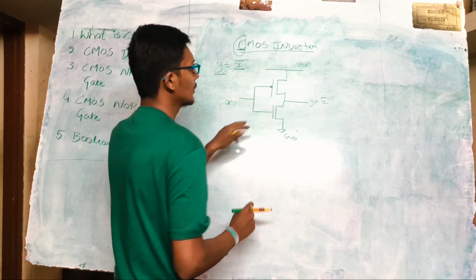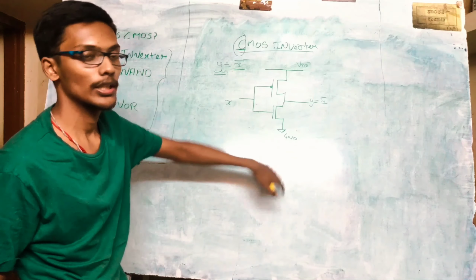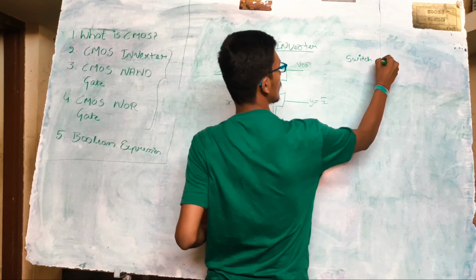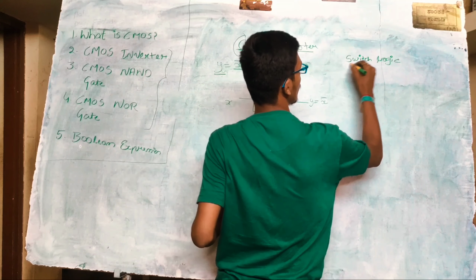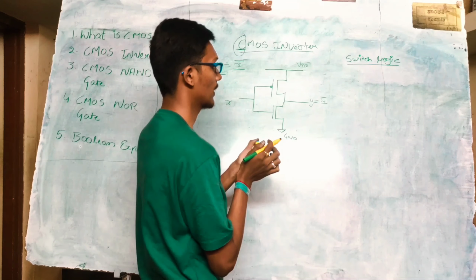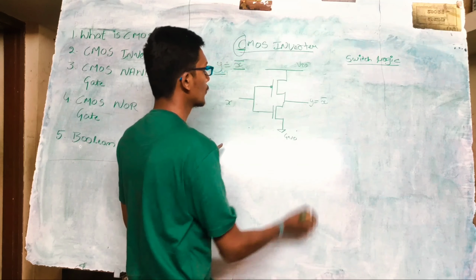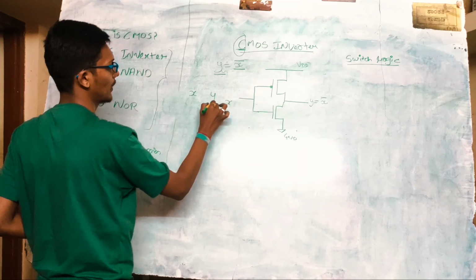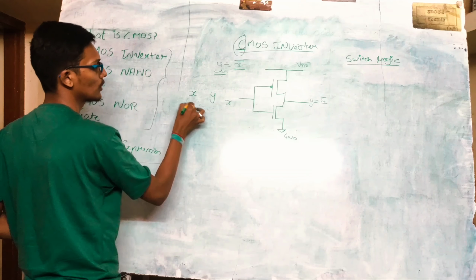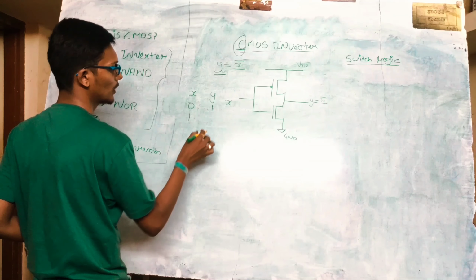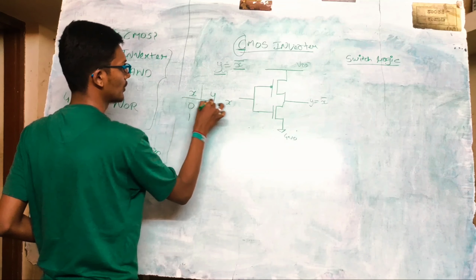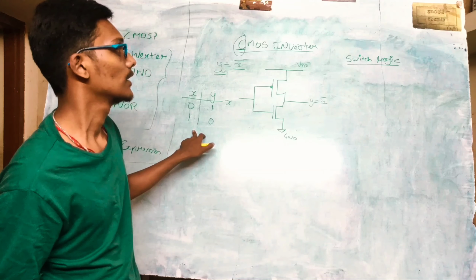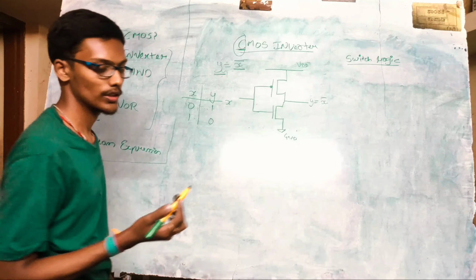So we'll see Y is equal to X bar, a Boolean expression, in terms of switch logic. How many possibilities do we have? We have only one input, so the truth table will have X and Y. When X is equal to 0, Y will be 1. When X is equal to 1, Y will be 0. So this is my truth table, right? We'll verify this truth table using the switch logic circuit.